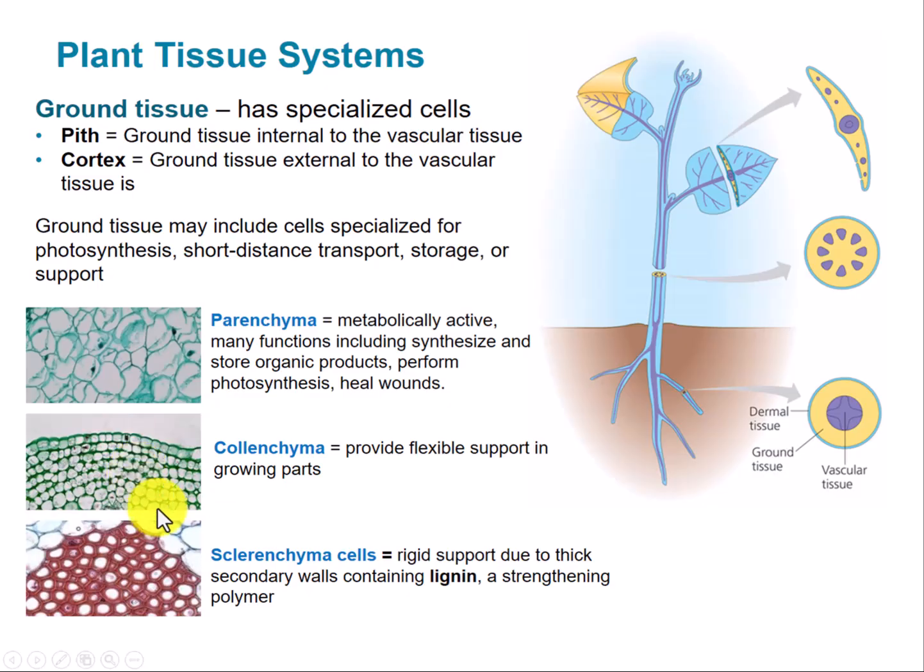And then our third is the sclerenchyma. This is a rigid support. See how much thicker these cell walls are. They contain lignin, and they are a strengthening polymer. And this is what you're going to find more in our woody plants.